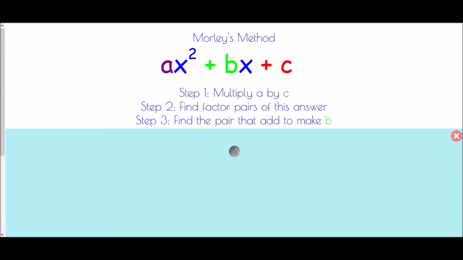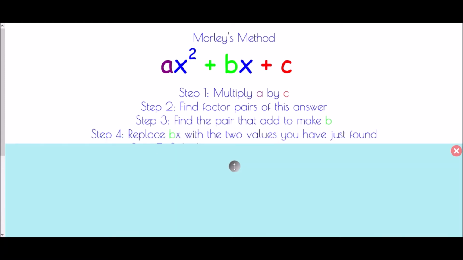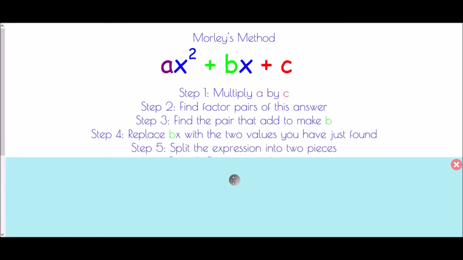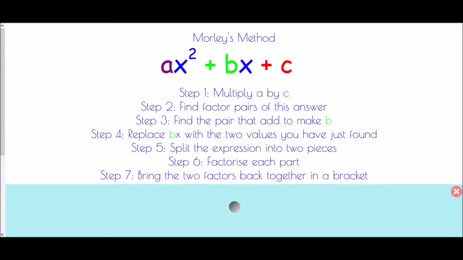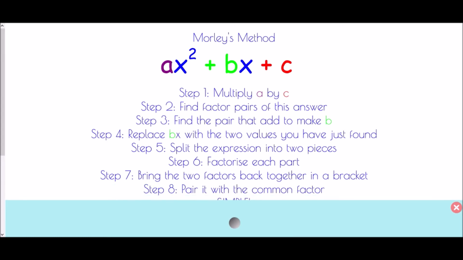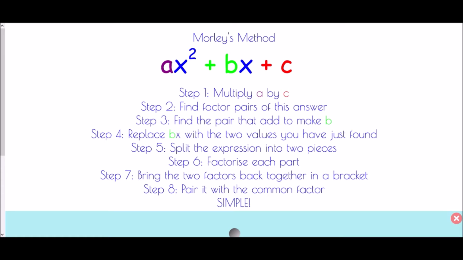We then replace bx with the two values we have just found, split the expression into two pieces, factorise each part, and bring the two factors back together in a bracket. Pair it with the common factor, and that's it. Simple. Now that obviously is quite a long process, and it seems like it's got an awful lot involved, but I'm going to show you through a few examples exactly how easy this is.